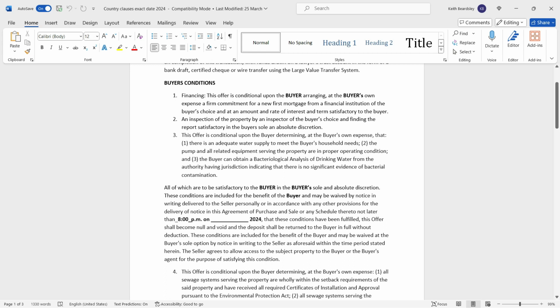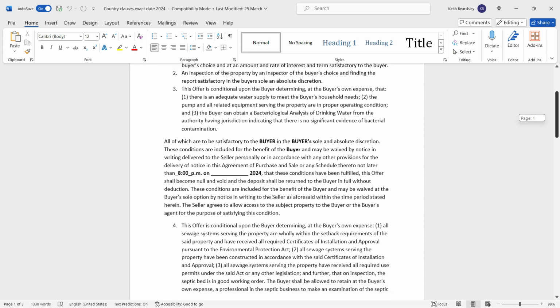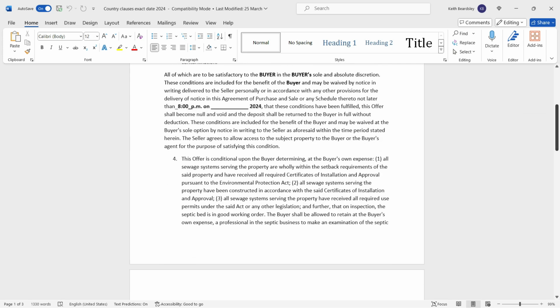And in some cases, when it's marked as a conditional sale, the seller is still allowing showings. So other people can still look at the house whilst you're doing your conditions.